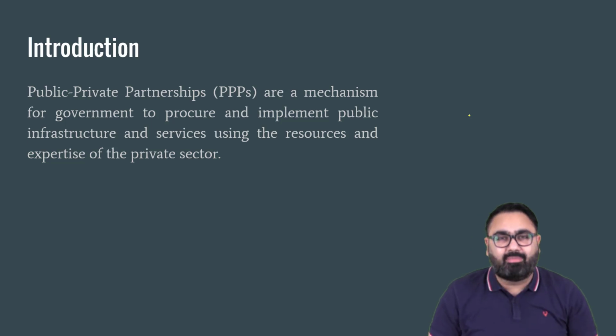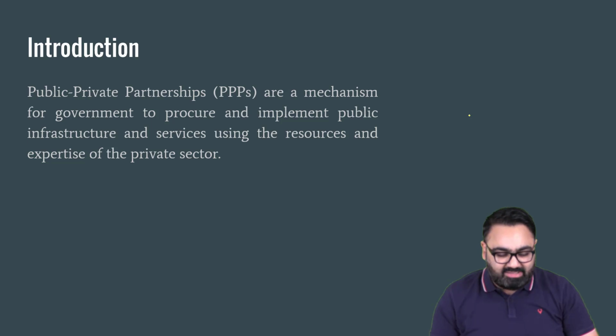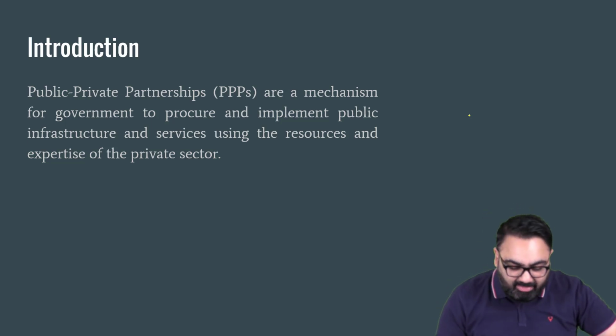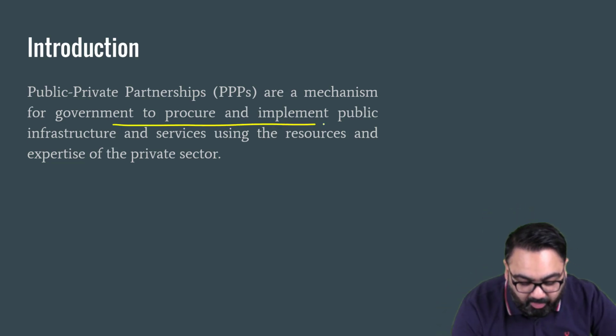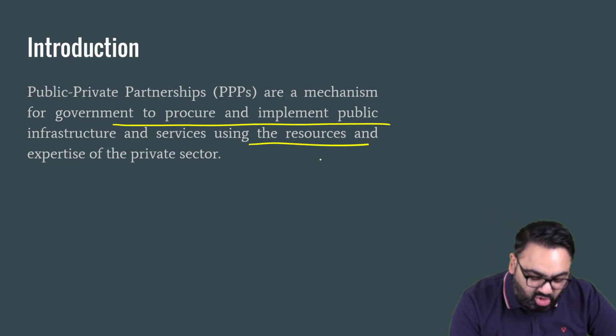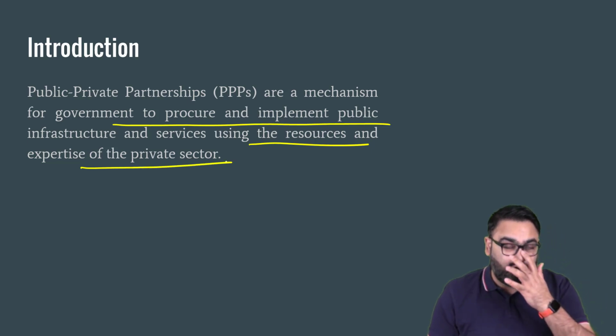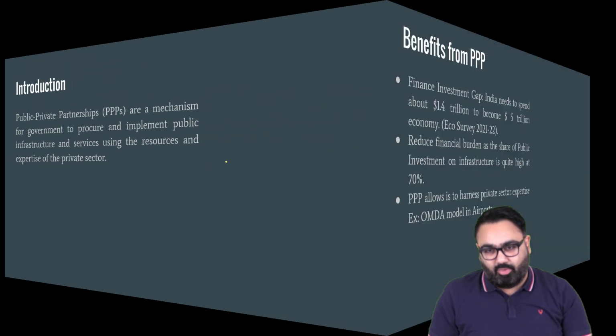We'll start with the introduction, a simple definition of PPP models and how they work, in 1 or 2 lines. So PPP, public-private partnership, is a mechanism for the government to procure and implement public infrastructure projects and services using the resources and expertise of the private sector. Just a 1 line definition is good enough, and then we'll jump to the main body.